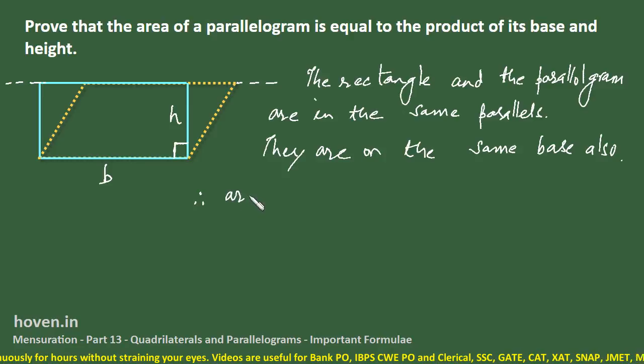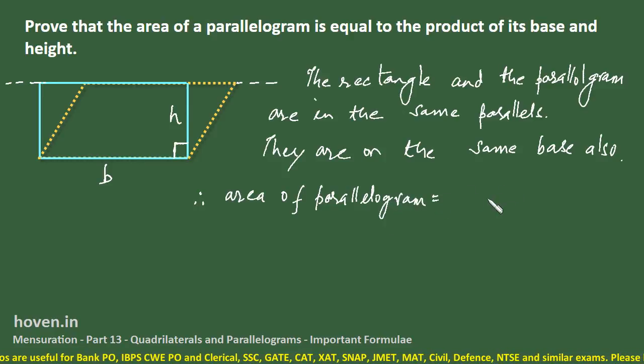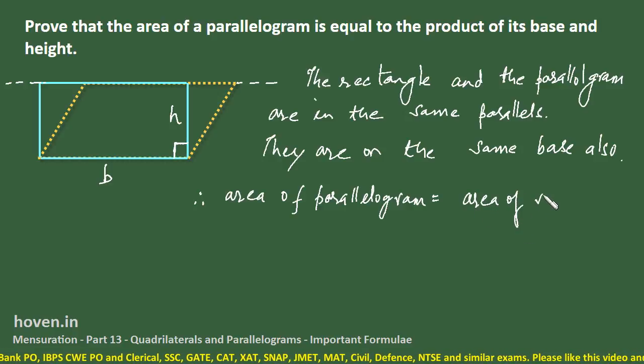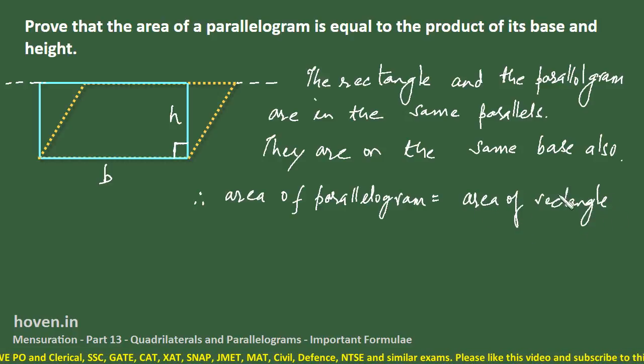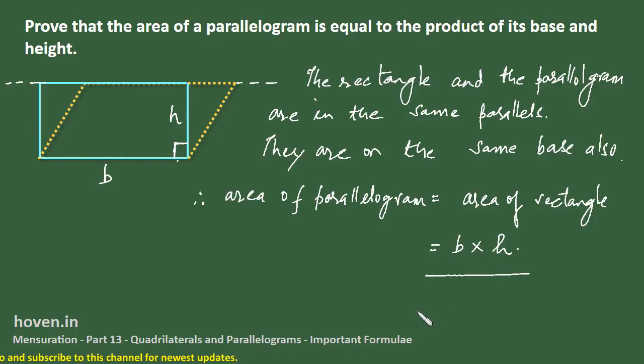Therefore, area of parallelogram is equal to area of rectangle, their areas have to be same, which is equal to the area of rectangle is by definition the product of the base and the height of the rectangle, which is equal to b into h. This is the simple proof of the fact that the area of parallelogram is equal to the product of the base and the height of the parallelogram.